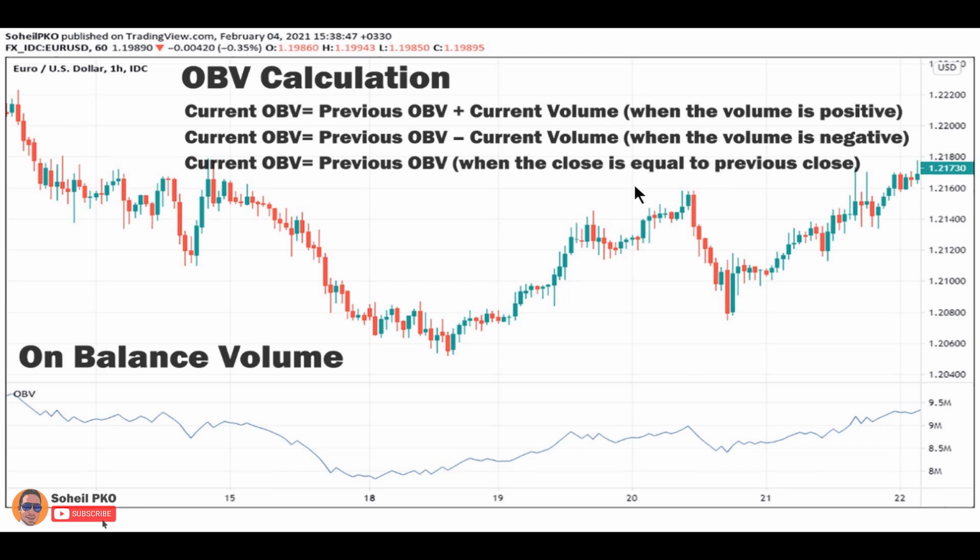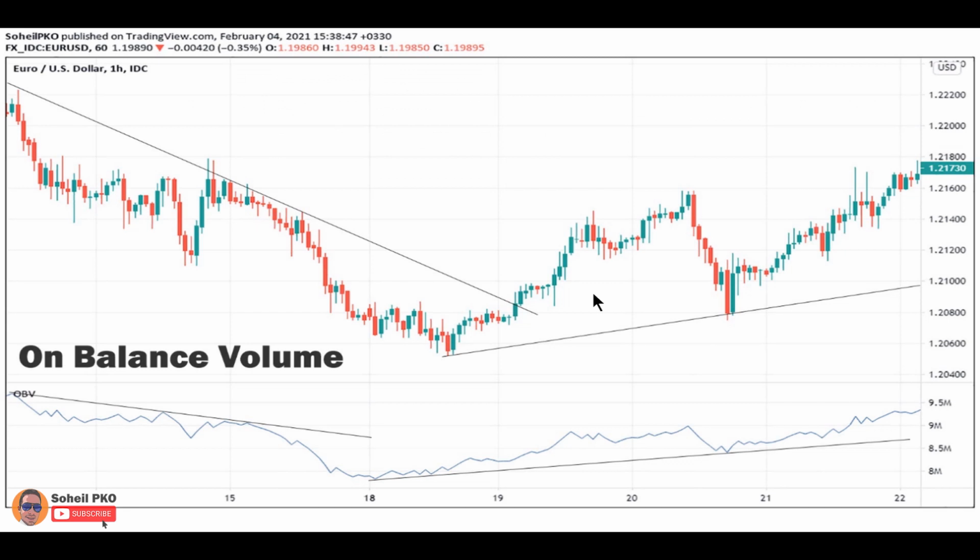when the close is equal to the previous close. Actually, when the price increases, the volume is added to the running total that makes up the OBV figure, and when the price decreases, the volume is subtracted from the running total. In the OBV calculation, the volume is additive when the price is increasing and it's subtractive when the price is decreasing. So generally, OBV follows the trend of the market and it increases in uptrends and decreases in downtrends.